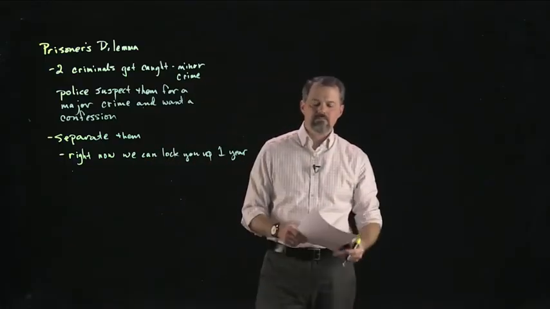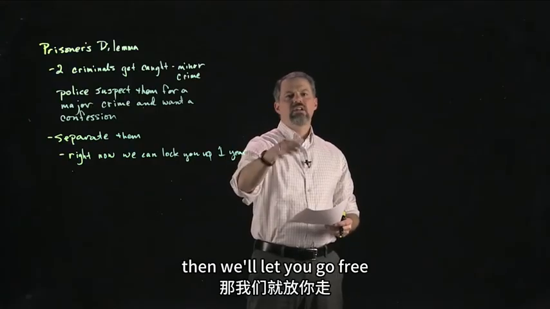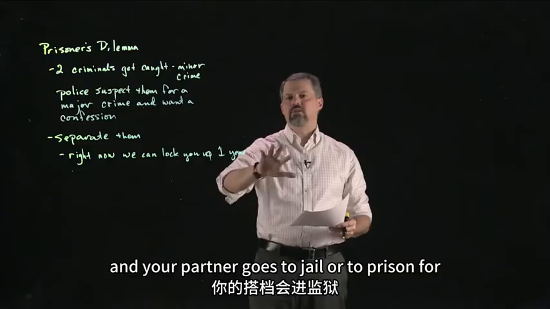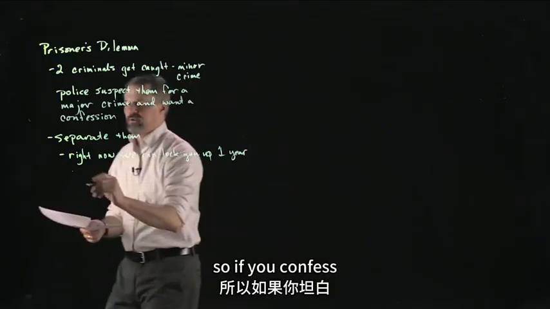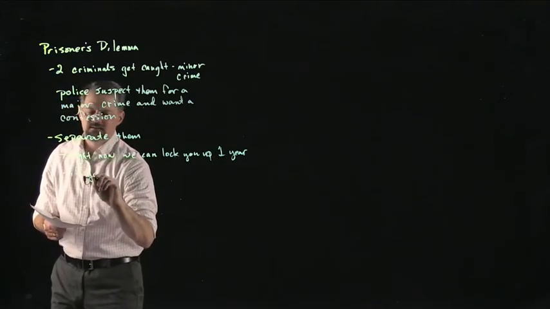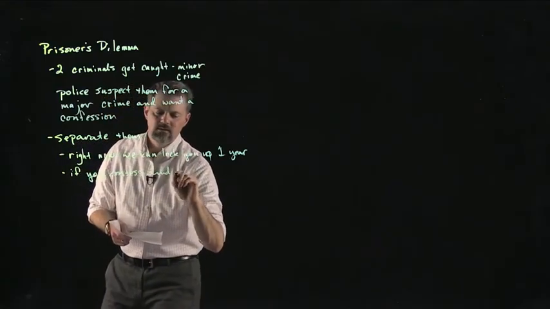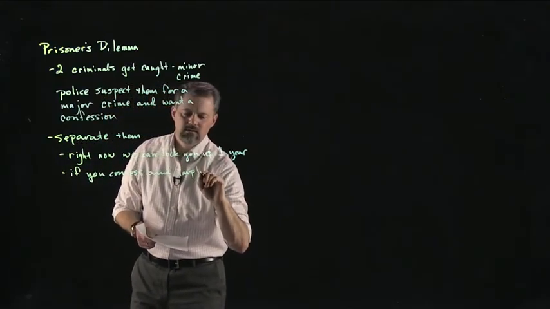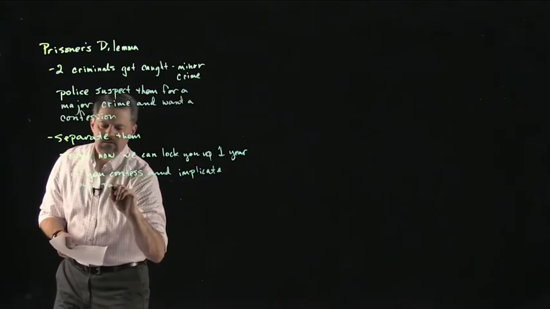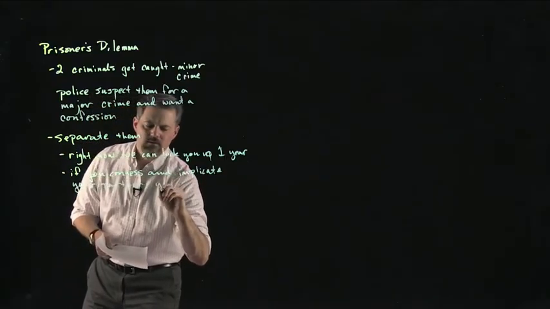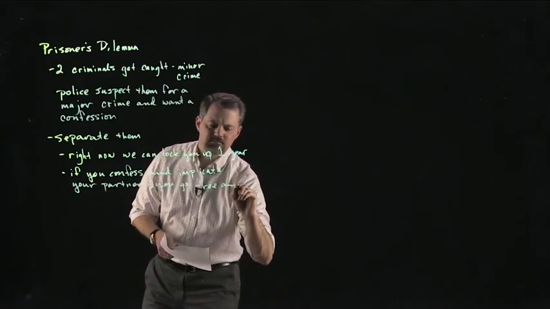But if you'll confess and implicate your partner, then we'll let you go free and your partner goes to jail or to prison for, let's say, 20 years. So if you confess and implicate your partner, you go free, and your partner gets 20 years.